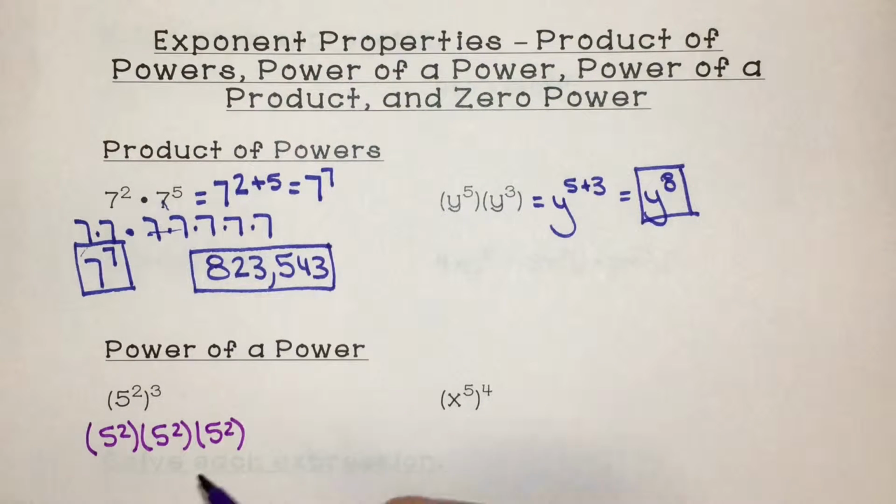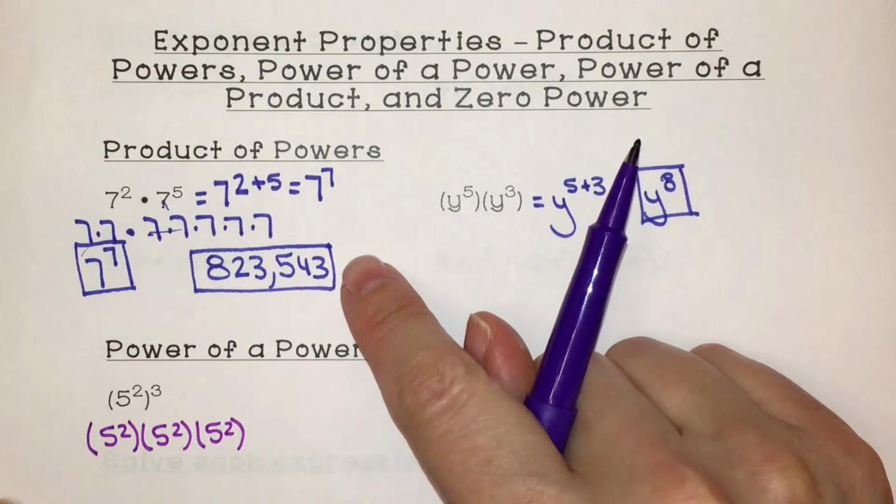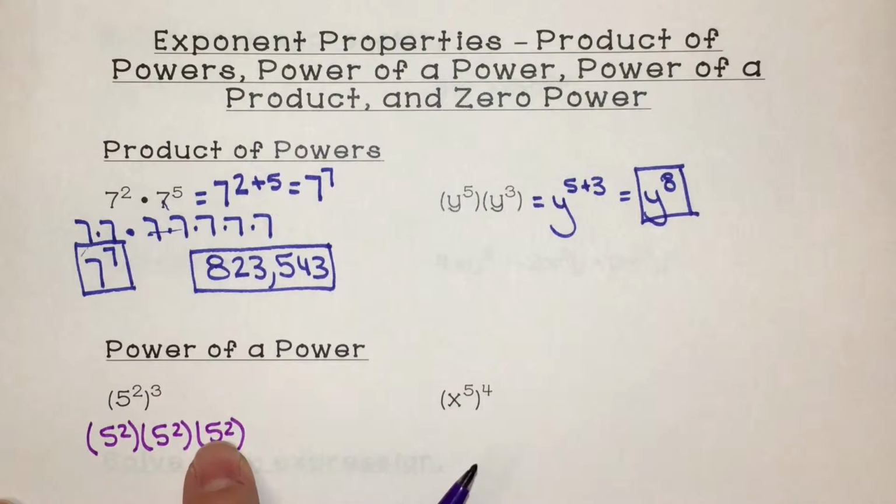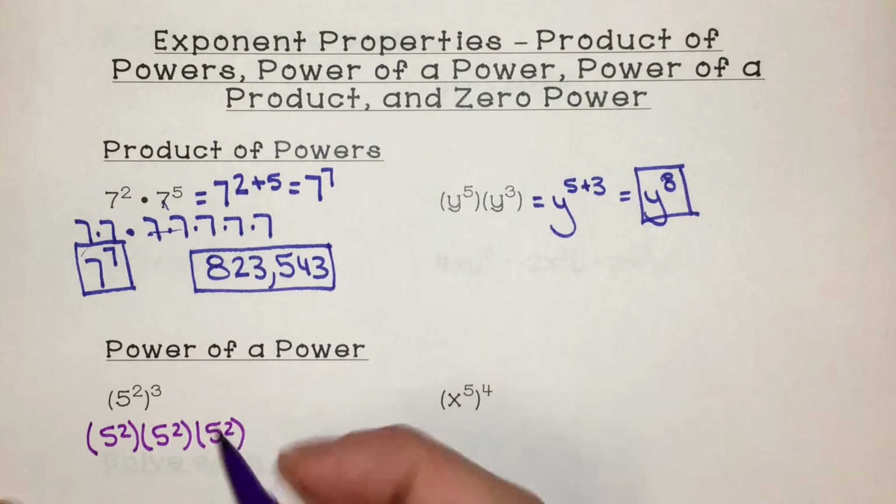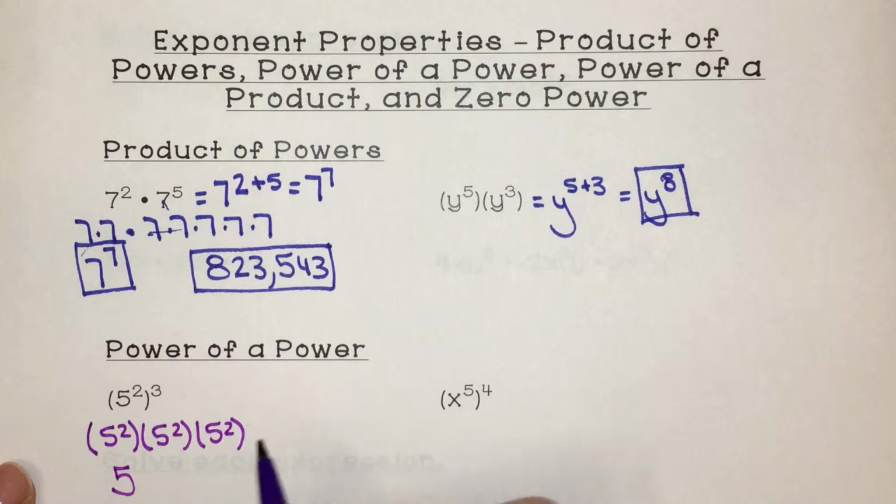All right, so now we're back to what we did before. If you multiply the base times itself, all you have to do is add the exponents. So keep the base the same, add the exponents. 2 plus 2 is 4. 4 plus 2 is 6. So 5 to the power of 6.